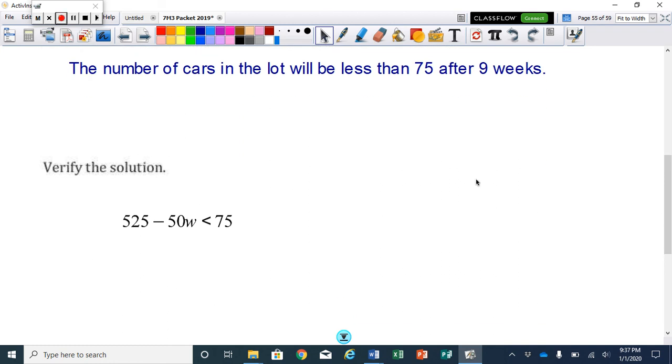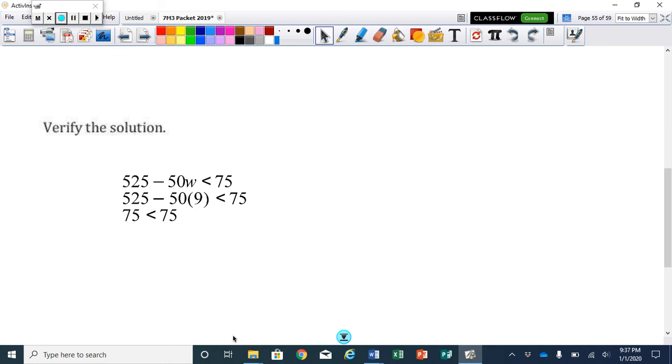Verify our solution. So if I take my original inequality and I substitute 9 in, I wind up with 75 is less than 75. That's not true. So at the end of the 9th week, we're not going to have enough. So it's anything greater than 9. So if I do the same thing for 10, I wind up with 25 is less than 75, and that's true.